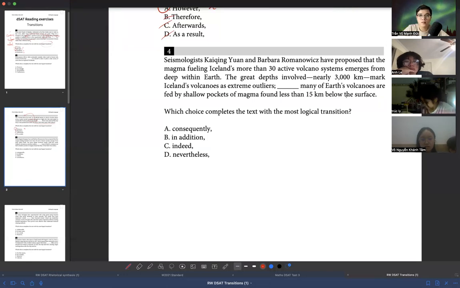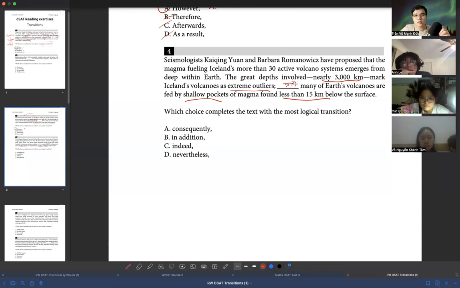So many of Earth's volcanoes are fed by shallow pockets, less than 15 kilometers, but these are extreme outliers. They are nearly 3,000 kilometers deep. So extreme outliers. I would say that these are supporting each other, right? Because many of Earth's volcanoes are fed by shallow pockets, and given that Iceland's volcanoes are extreme outliers, meaning that they are very different from the others, that will be very supporting.